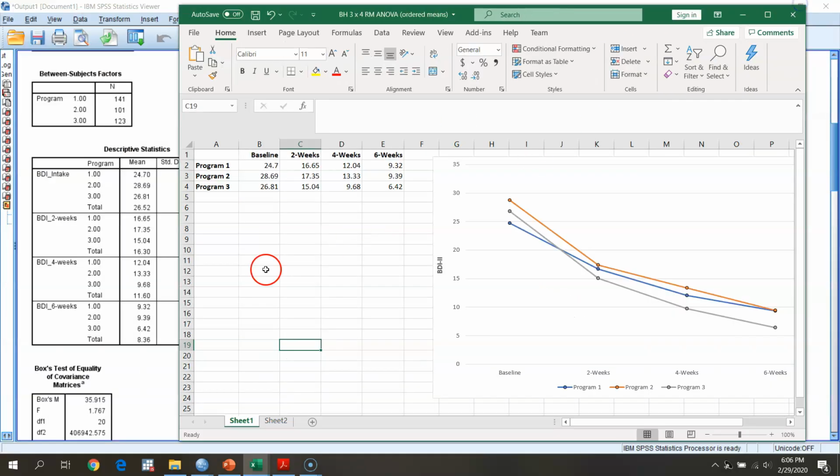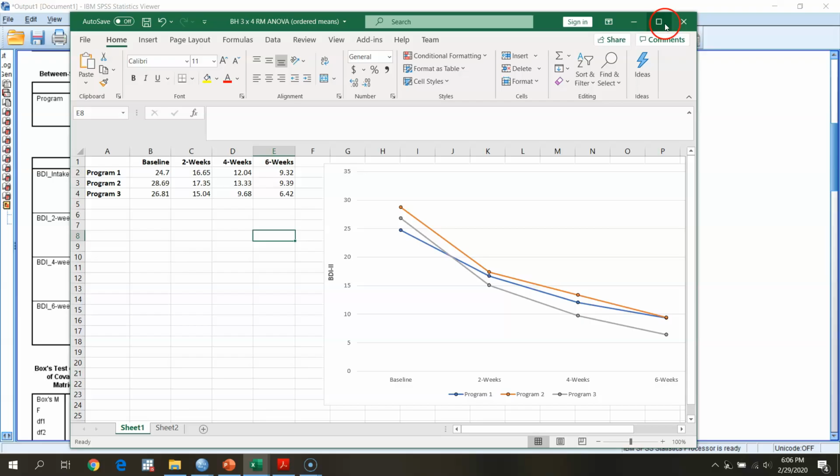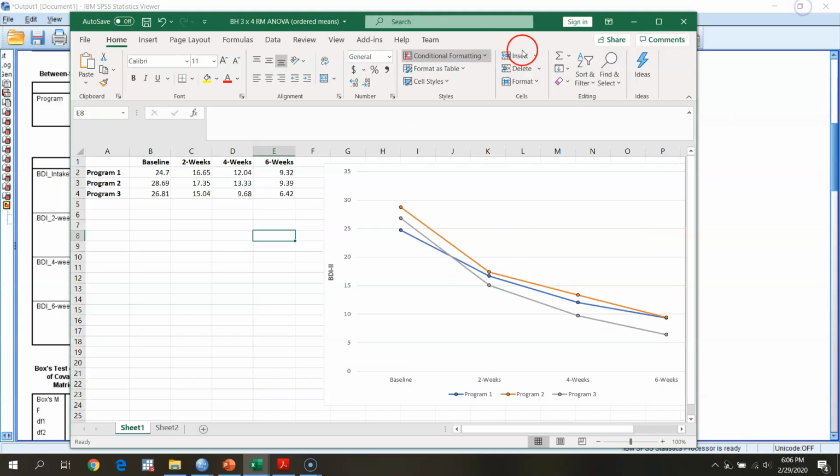And we can see, if we go through and create a table where we've got the mean for program 1 at baseline, 2 weeks, 4 weeks, and 6 weeks, and the same thing for program 2 and program 3 here, we're getting, again, just a little bit nicer graph of what may be going on. Okay, so here we've got our effect.